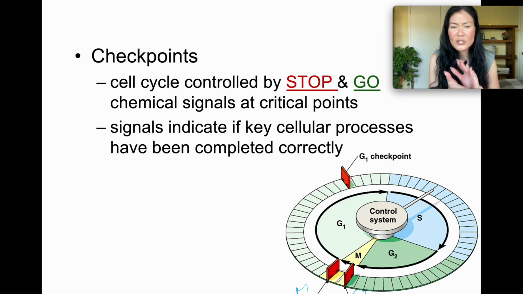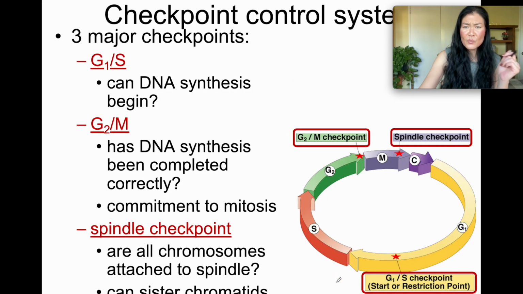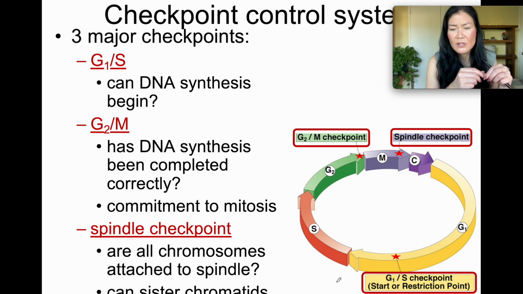Okay, so these are checkpoints that are really key for the cell to divide and grow in the cell cycle. So what are these checkpoints? As mentioned before, they tell the cell whether or not it's ready for the next stage. In the G1 checkpoint, can DNA synthesis begin? Is the cell big enough? Does it have everything it needs to move on to the S phase?